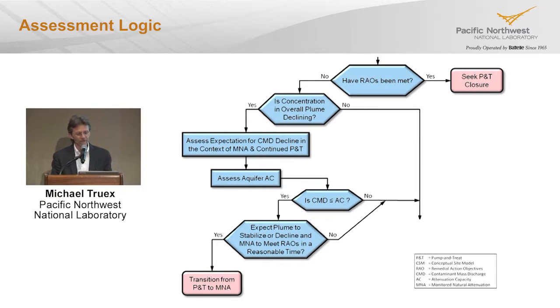The first set of decisions then is, have you met your remedial action objectives? That could typically be a fairly straightforward one, but we have to include that as an option. And then we get to this first big turning point: has your plume declined or not with pump and treat? If it has declined, then really the question for natural attenuation is whether the remaining plume strength is balanced by the amount of attenuation capacity that you have in your aquifer.